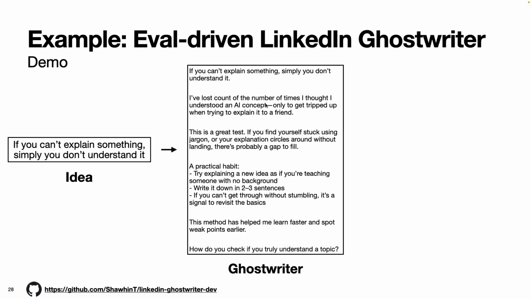I've lost count of the number of times I thought I understood an AI concept only to get tripped up when trying to explain it to a friend. This is a great test. If you find yourself stuck using jargon or your explanation circles around without landing, there's probably a gap to fill. Practical habit: try explaining a new idea as if you're teaching someone with no background. Write it down in 2 to 3 sentences. If you can't get through it without stumbling, it's a signal to revisit the basics. This method helped me learn faster and spot weak points earlier. How do you check if you truly understand a topic?